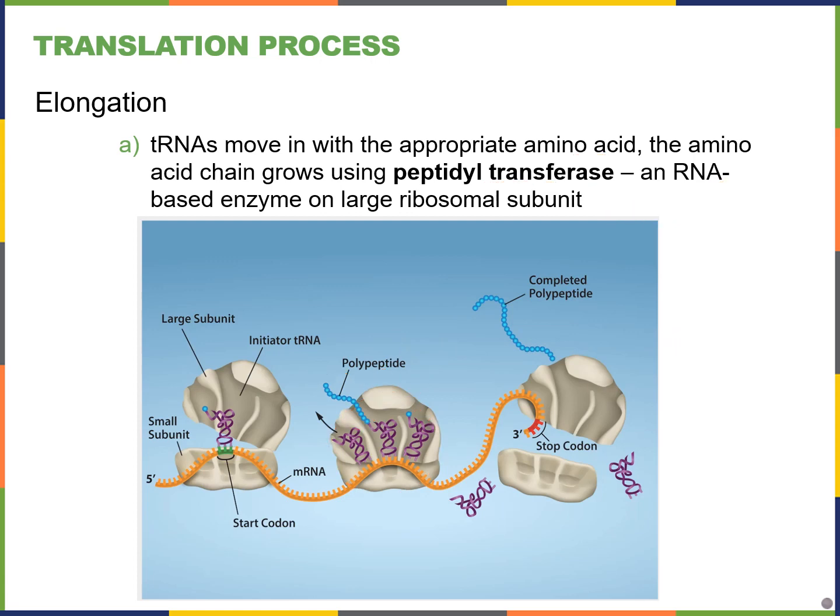In prokaryotes, this is super fast. For prokaryotes like bacteria or E. coli, they can translate about 200 amino acids in about 10 seconds. So much more rapid than eukaryotes.